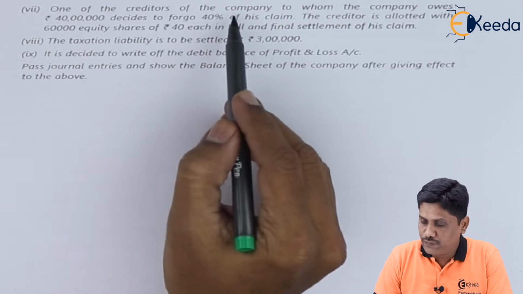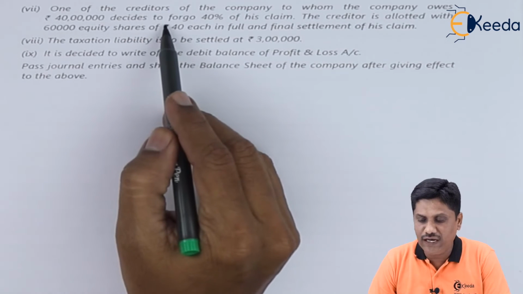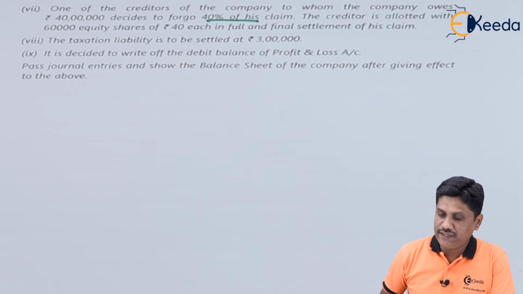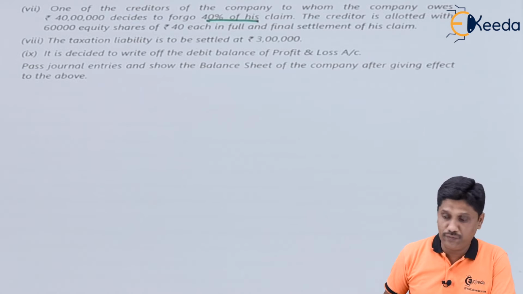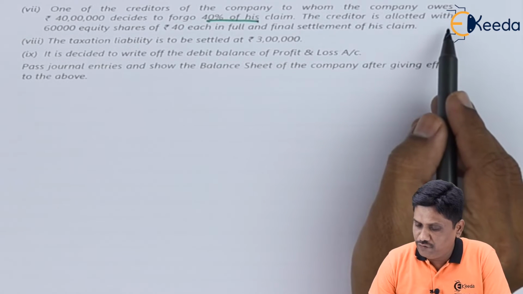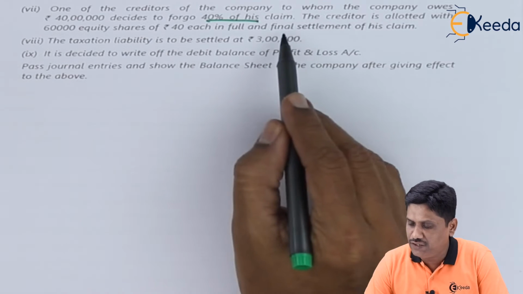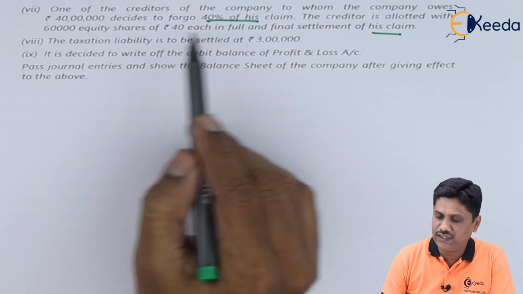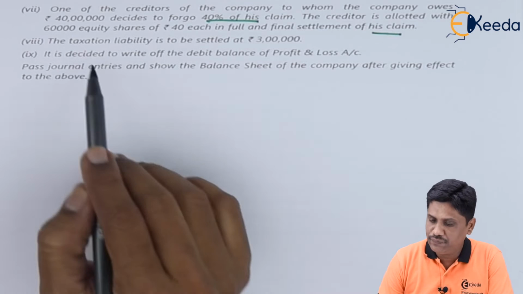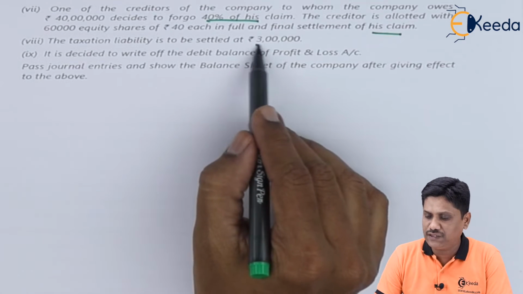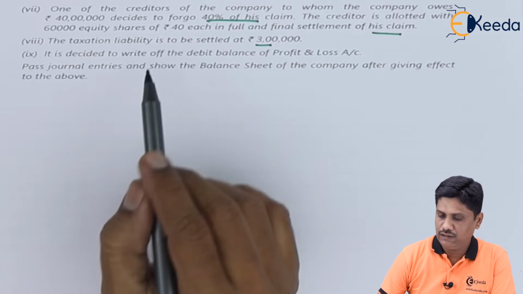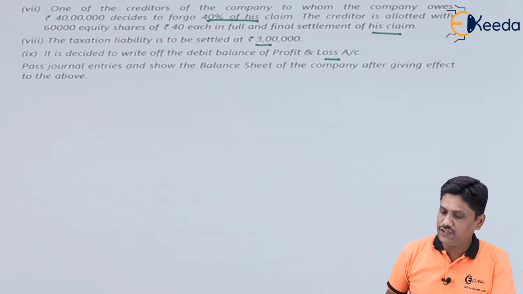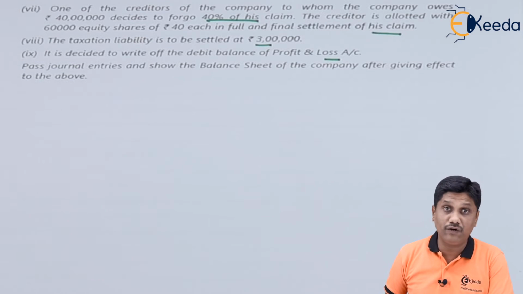One of the creditors of the company, to whom the company owes rupees 40 lakhs, decided to forego 40% of his claim. So I can say he is foregoing 16 lakhs rupees. The creditor is allotted 6,000 equity shares of rupees 40 each in full and final settlement of his claim. What have we given him? We have given him 60,000 equity shares of 40 each in full settlement of his claim. The taxation liability is to be settled at rupees 3 lakhs, means it is paid also 3 lakhs. It is decided to write off the debit balance of P&L account. That we are going to do. Pass journal entries and show the balance sheet of the company after giving effect to the above transactions.